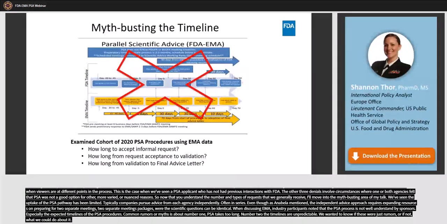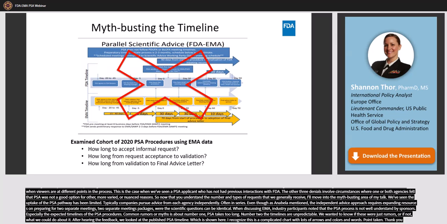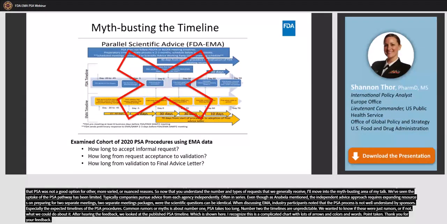So after hearing this feedback, we took a look at our published PSA timeline, which is shown here. And I recognize that this is a complicated chart with lots of arrows and colors and words. So point taken, thank you for your feedback, and we have revised this and we'll be posting an updated timeline shortly, which I'll show you in an upcoming slide.